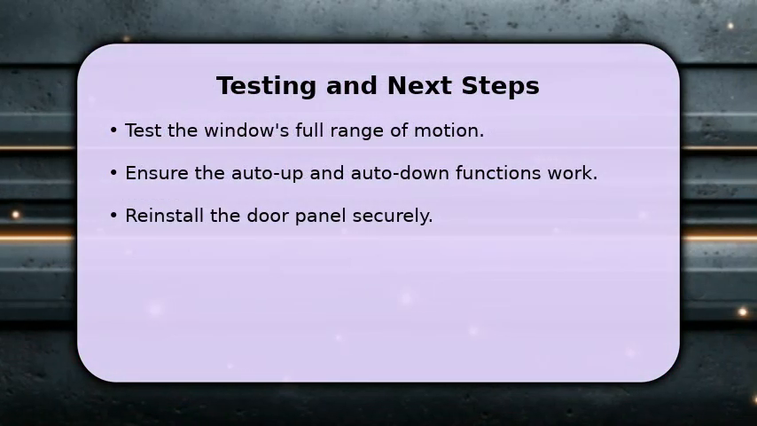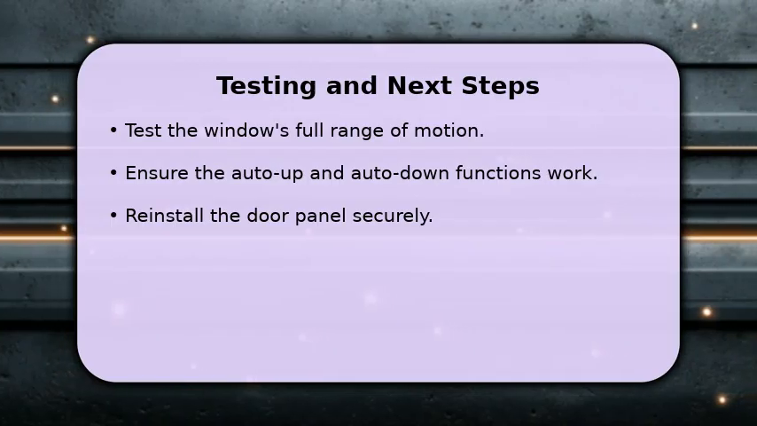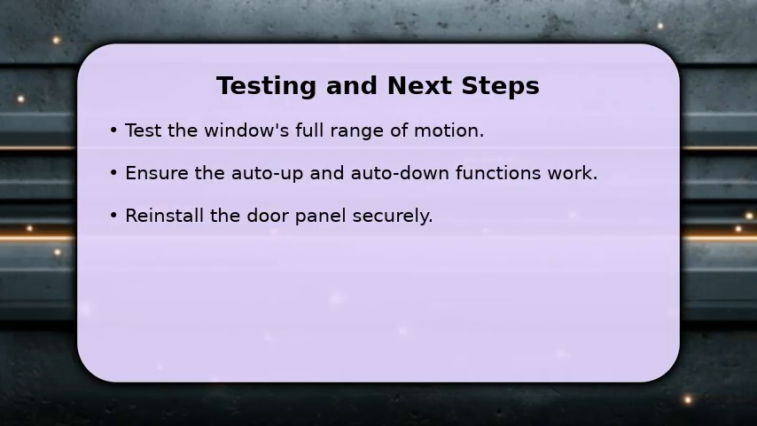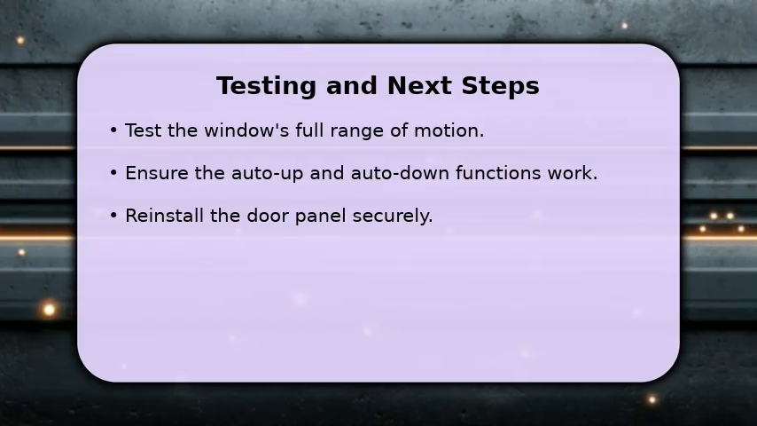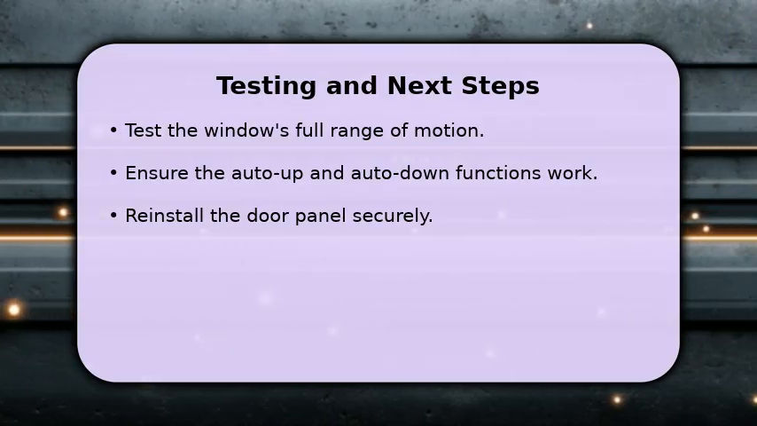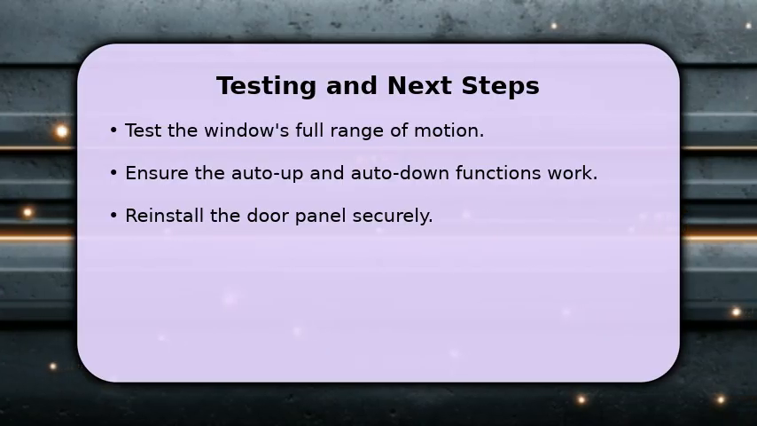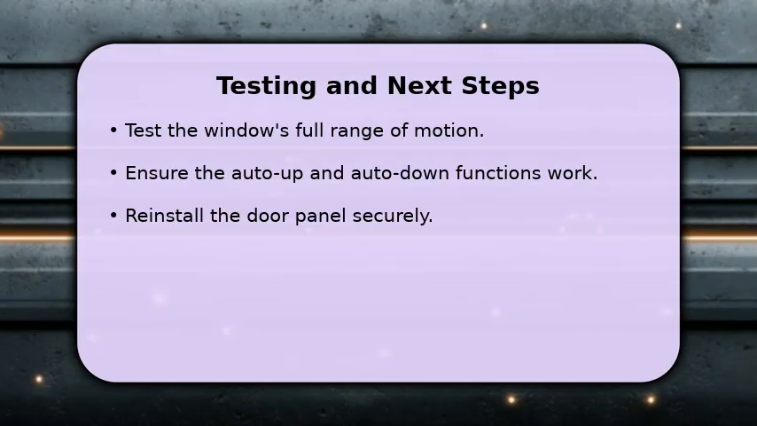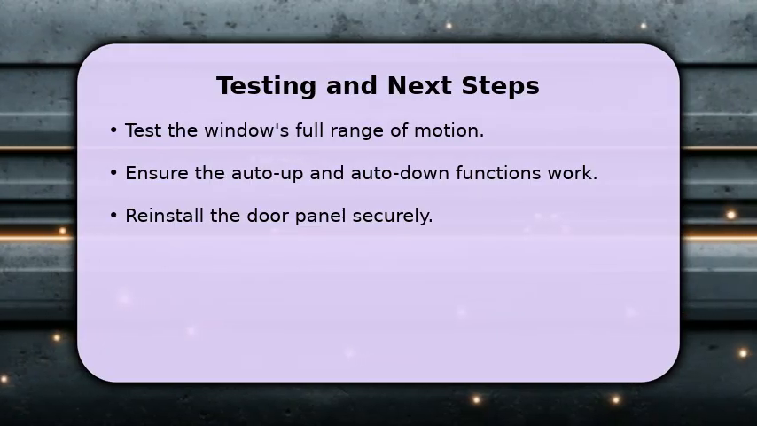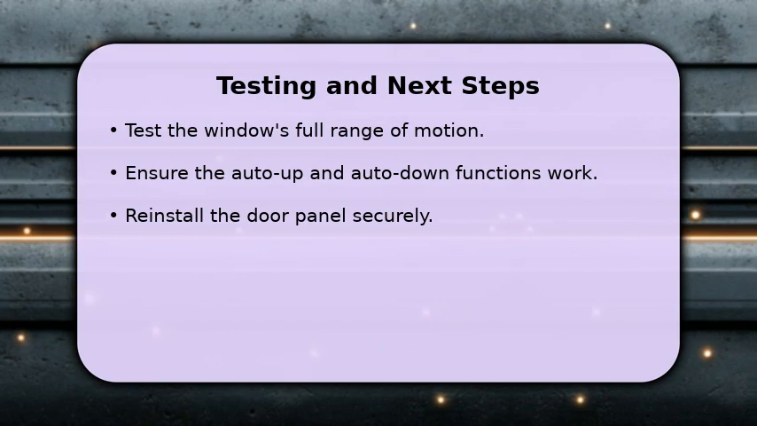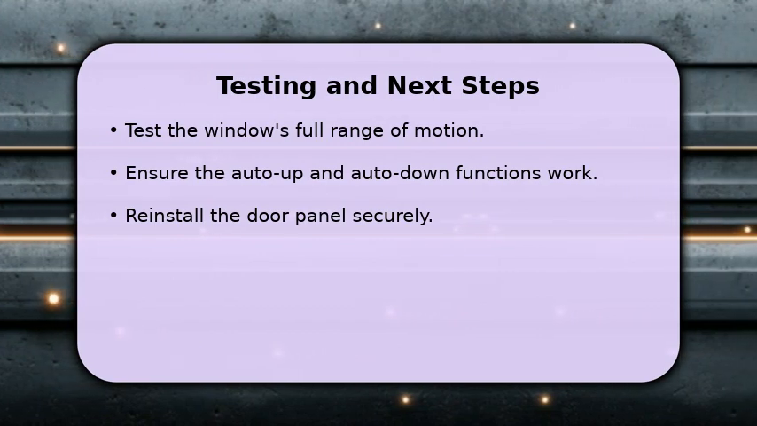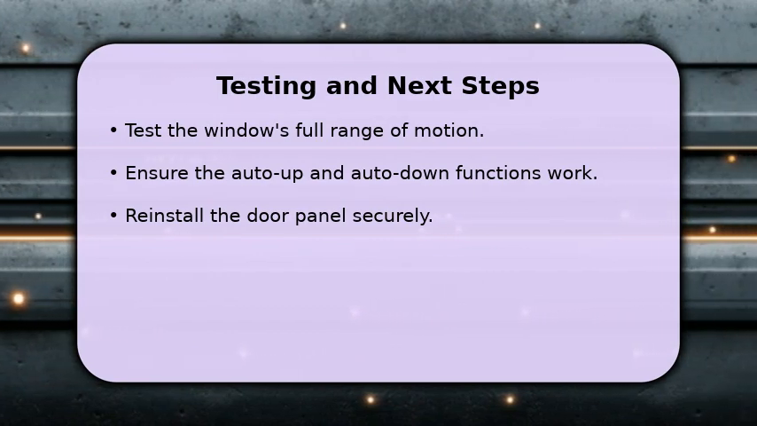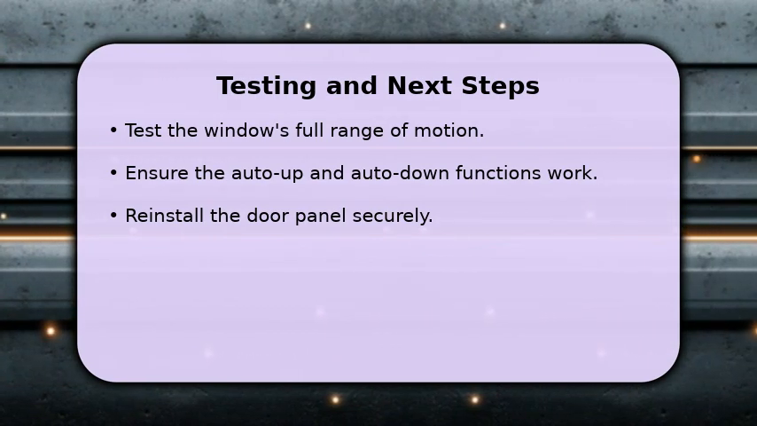After any repair, it is crucial to thoroughly test the window. Operate the window through its full range of motion several times, ensuring it moves smoothly without any binding or unusual noises. Verify that the auto-up and auto-down features function correctly. Once satisfied, securely reinstall the interior door panel. If the problem persists after these steps, it is best to consult a qualified mechanic for further diagnosis and repair.